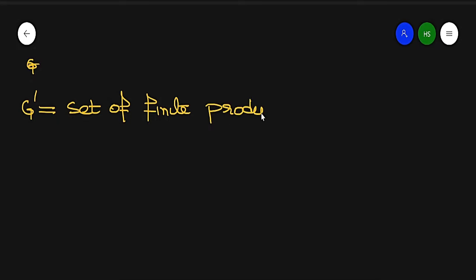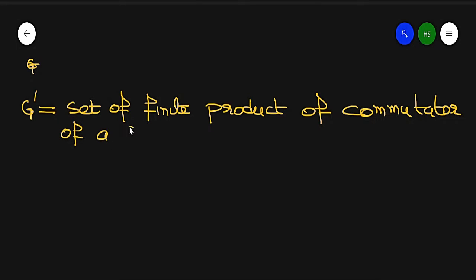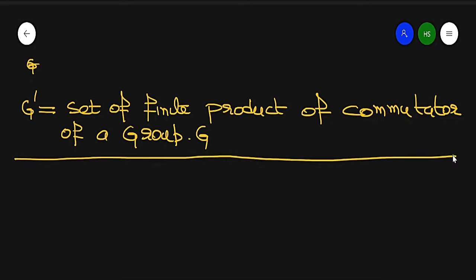So what is G dash? G dash is the set of finite products of commutators of a group G. So just remember this, this is G dash.